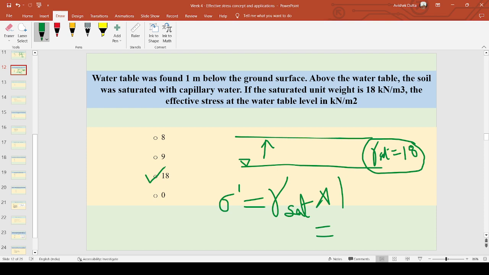Now total stress, if it was asked, would have been equal to gamma sat into 1 minus gamma w into 1. That is, gamma w would have acted in a negative way to decrease the total pressure, because in this case effective stress will be more than the total stress. I hope the concept was clear. I'll go to the next question. Is it clear?